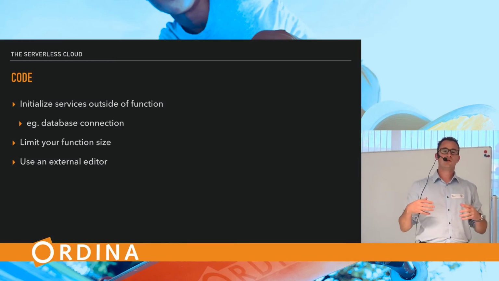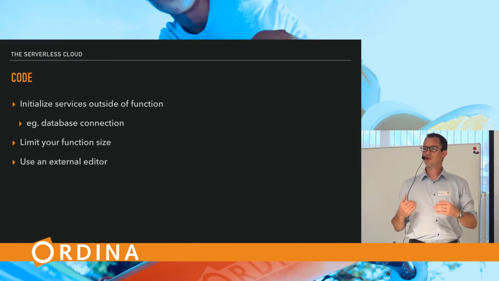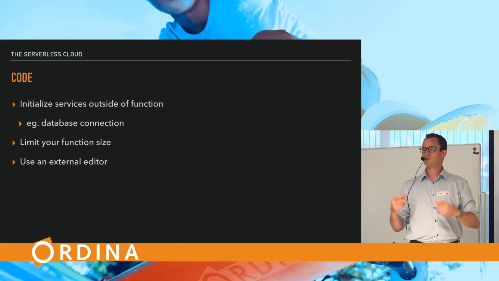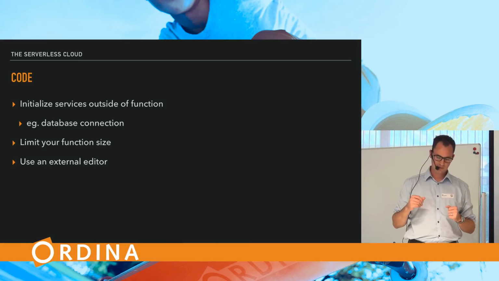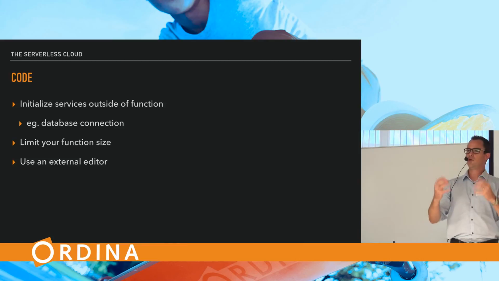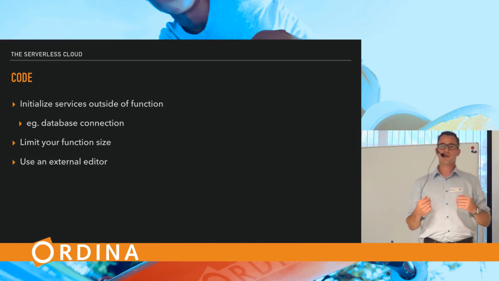If you're using other services, for example DynamoDB, or you're loading modules, it's really important to load that information outside of your actual function, because it's a costly operation. You don't want to make a database connection every single time. You just want to have the object available for you.